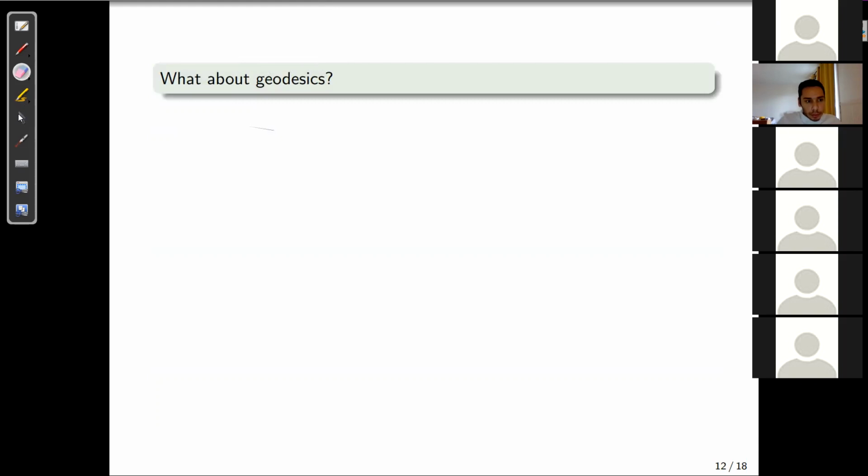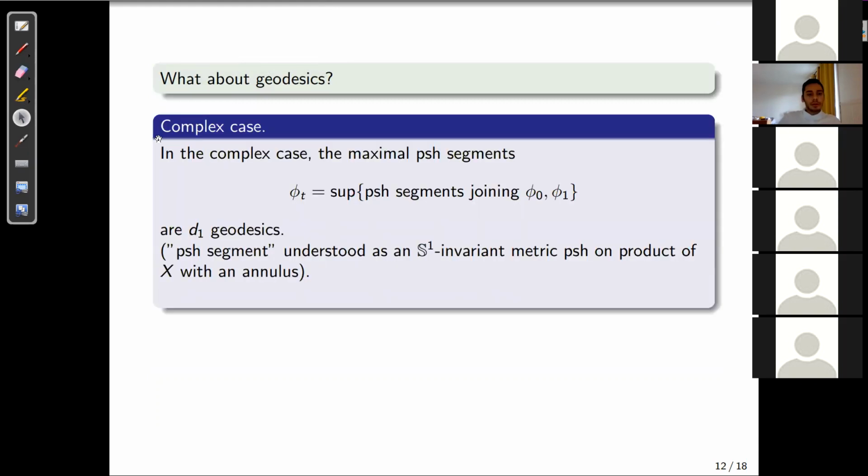Now, we turn to the problem of geodesics. So in the complex case, you can take what we call the Perron-Bremermann envelope, for example, of all PSH segments joining phi0 and phi1. And what we call a PSH segment here is going to be a PSH metric on the product of X with some annulus that's going to represent the segment [0,1]. And we ask that it is S^1 invariant.